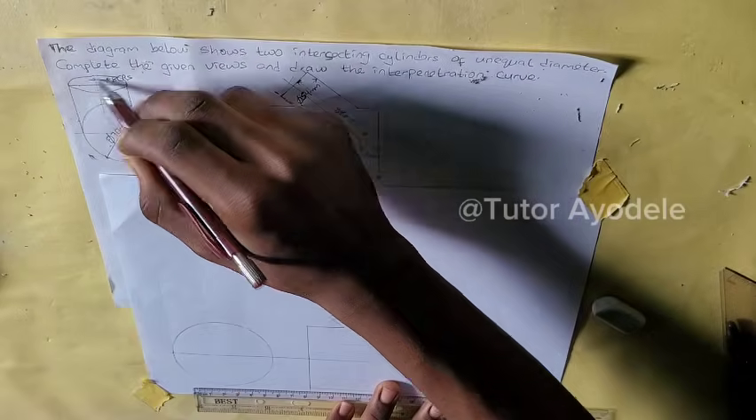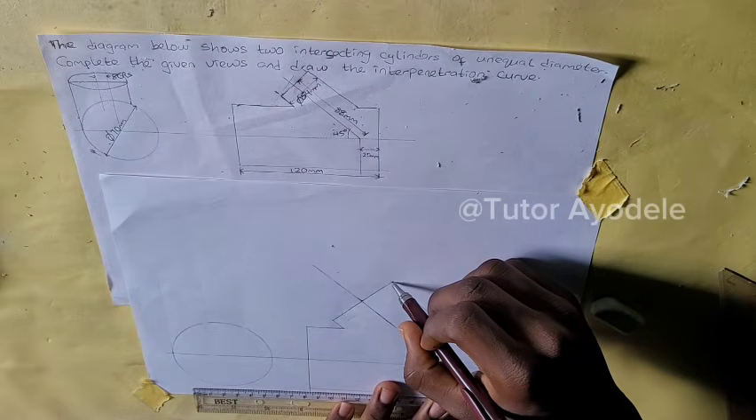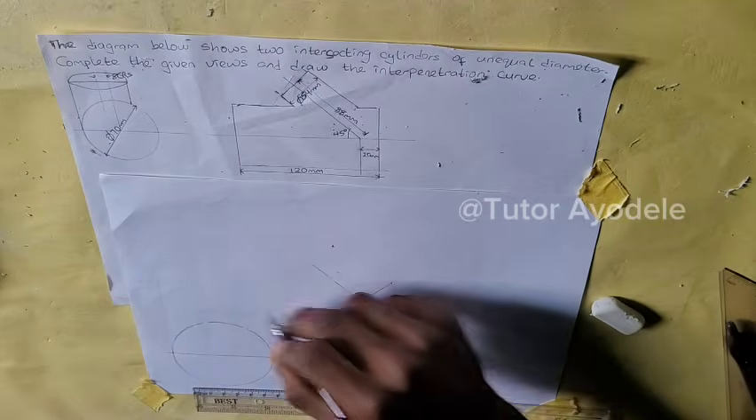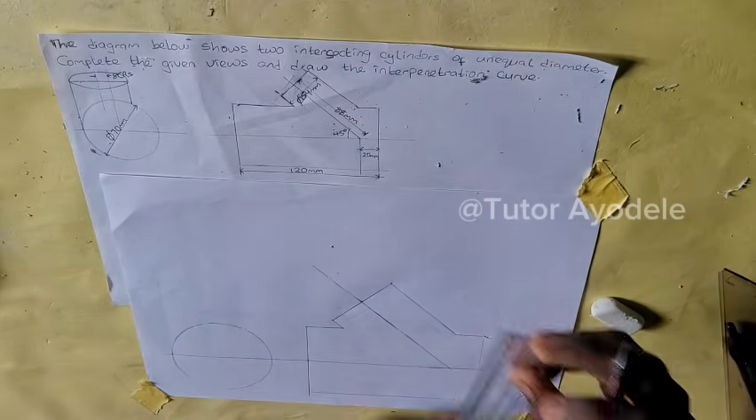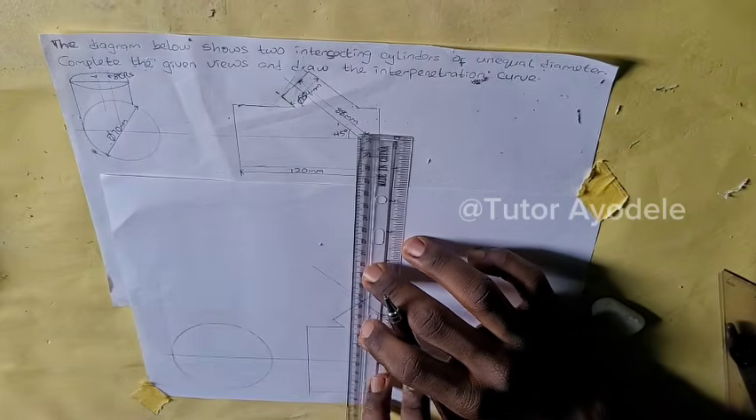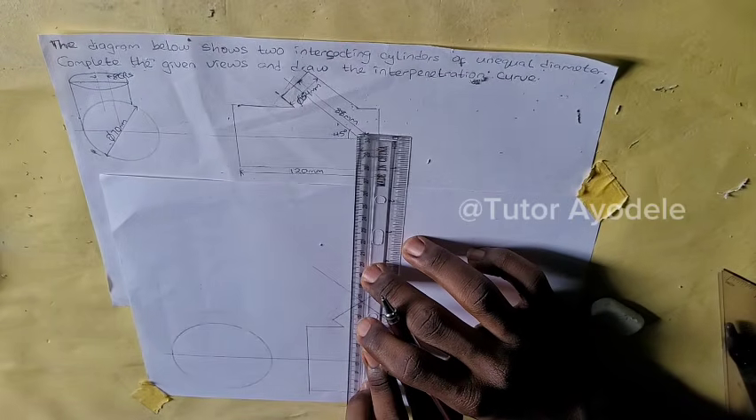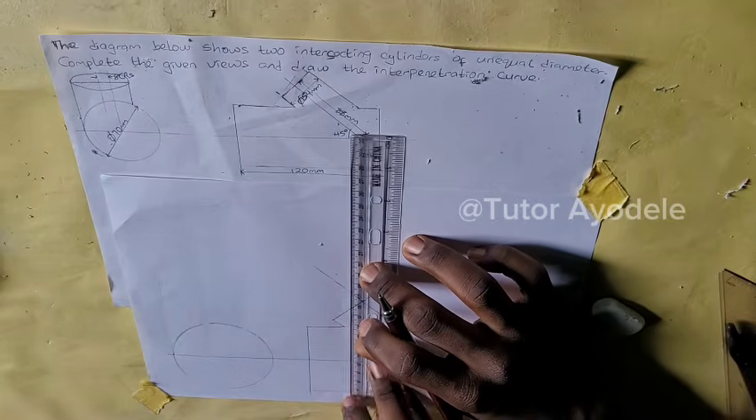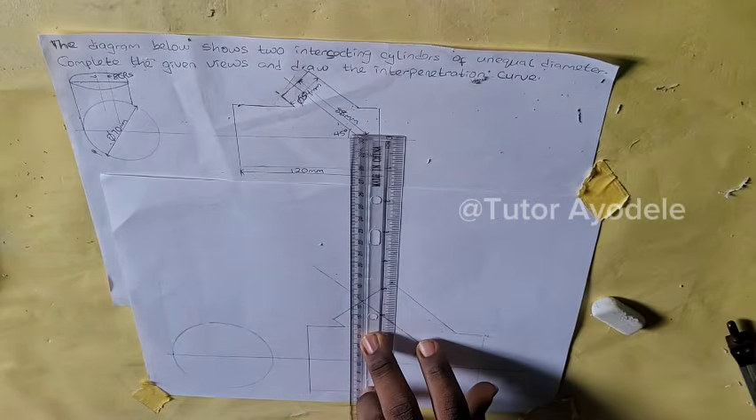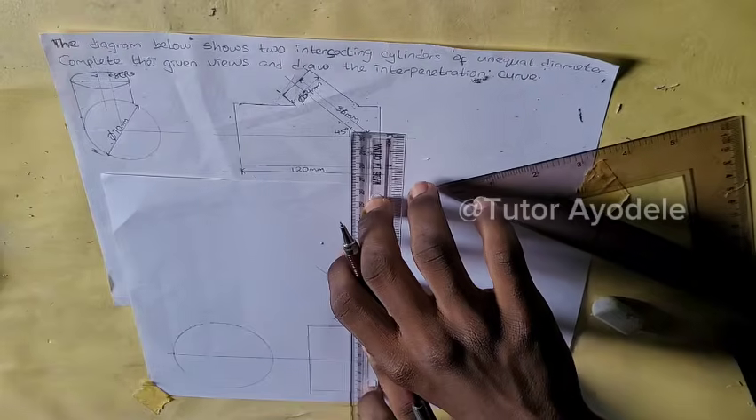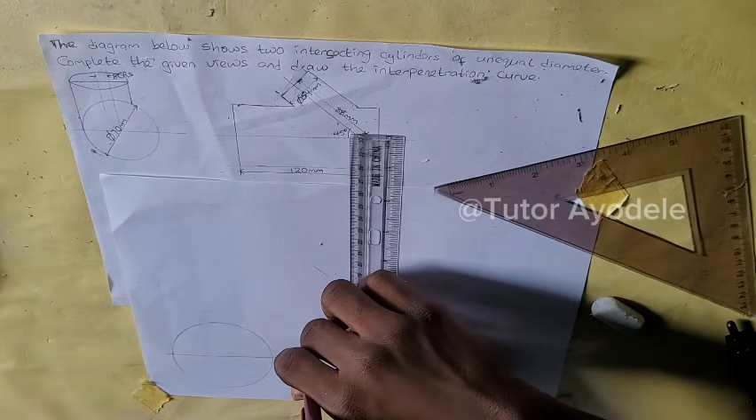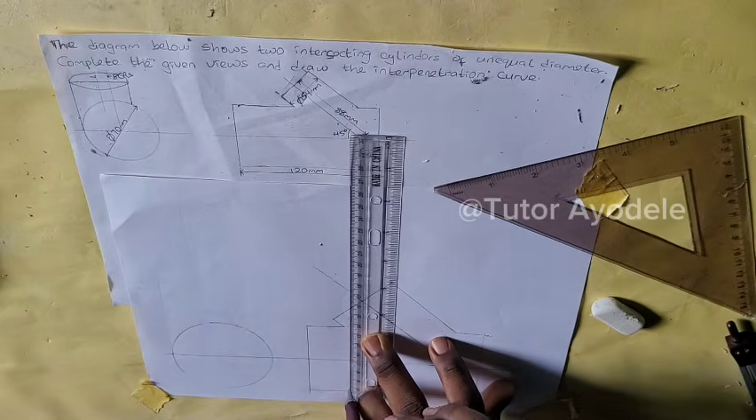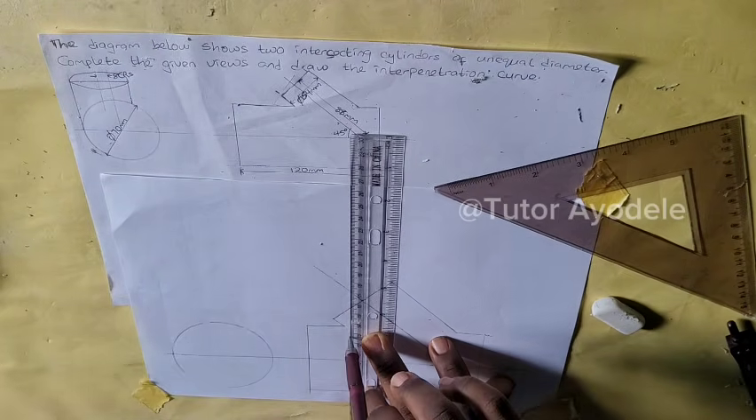To draw this part here, I'm going to use my ruler. I'm going to draw a straight line from here like this and from here like this. So using my ruler, I'm going to place it in a way that will be parallel to this line. That means the distance from here to here is the same as the distance from here to here.